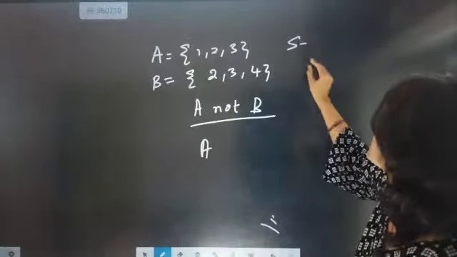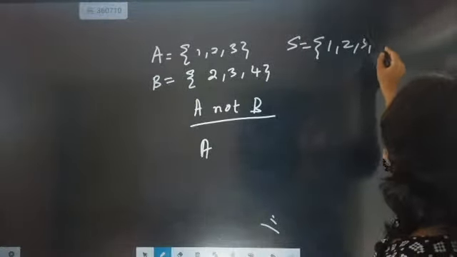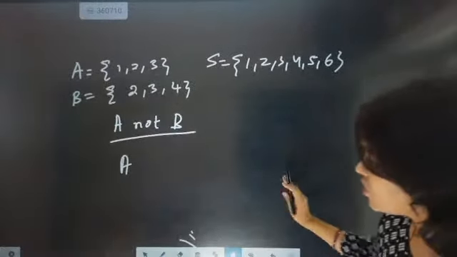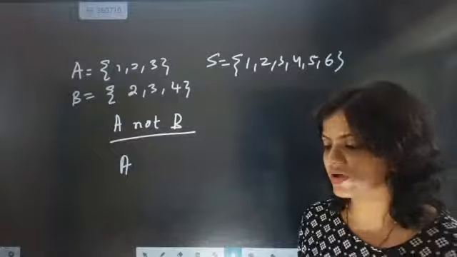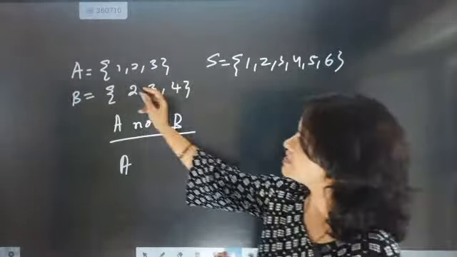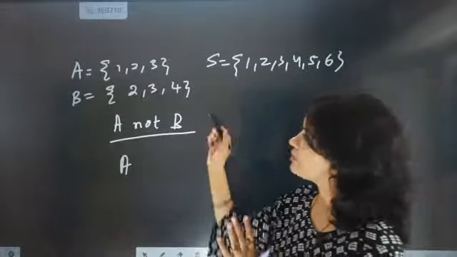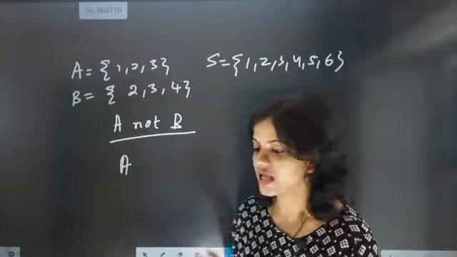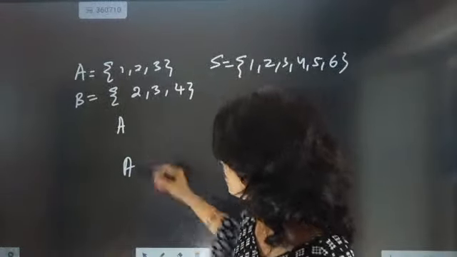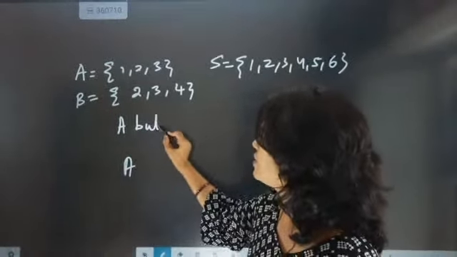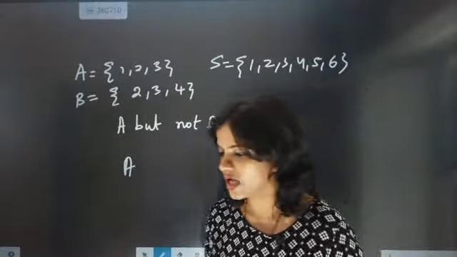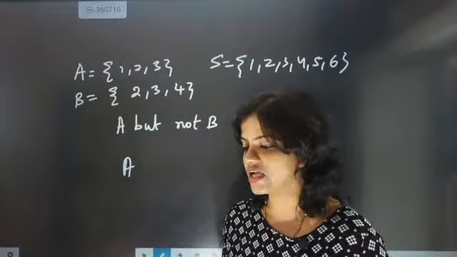So if the sample space contains 1, 2, 3, 4, 5, 6, now what will be the answer to A but not B? So now you have to crack these words. One by one I am going to explain these points. First point: A is 1, 2, 3 and B is 2, 3, 4. Now the statement is A but not B. Then the answer will be what? Devansh is telling the answer will be 1.